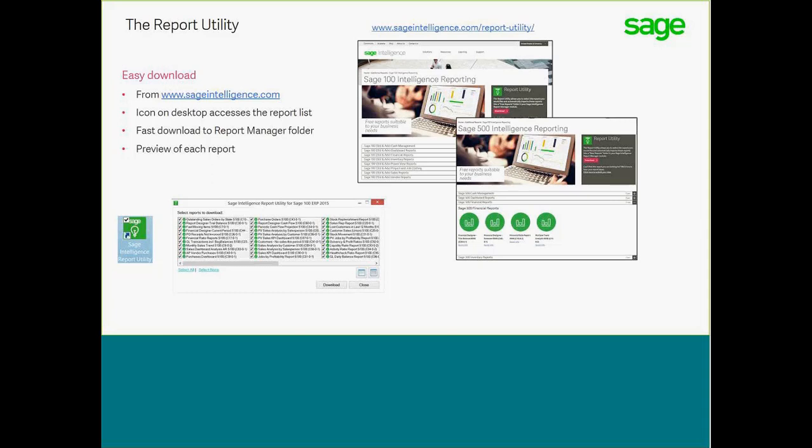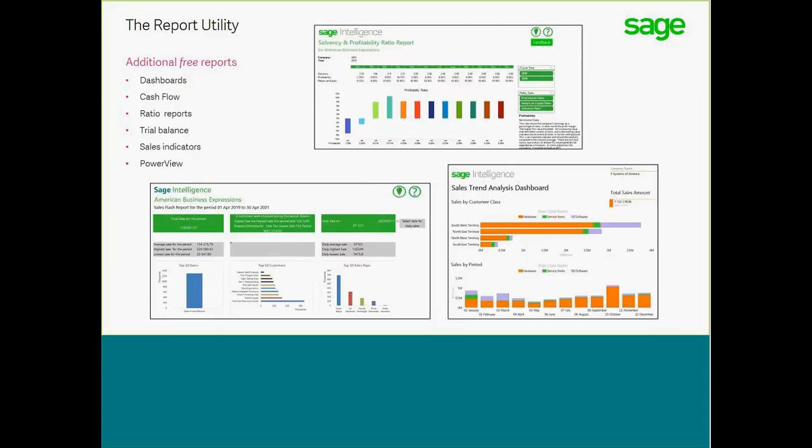We have quite a few. I don't know if you can see in the names there, but we've got, like, a financial ratio report. We have periodic cash flow, all kinds of different reports that are available. Here's a couple more examples. Several dashboards, cash flow ratio, trial balances, several sales indicators.